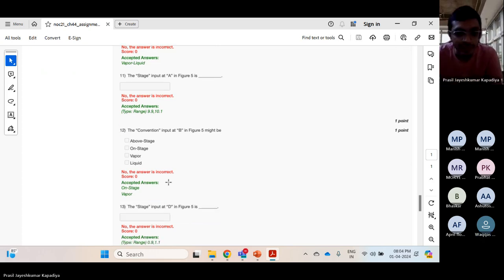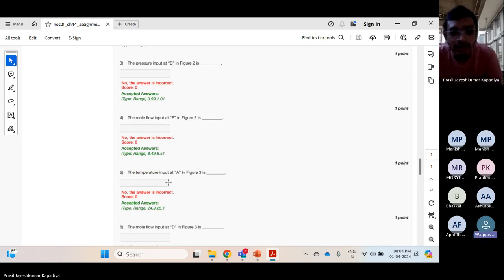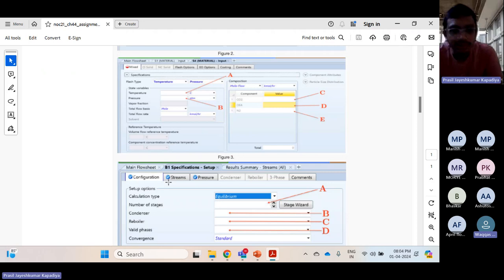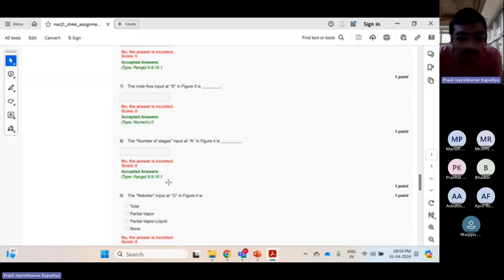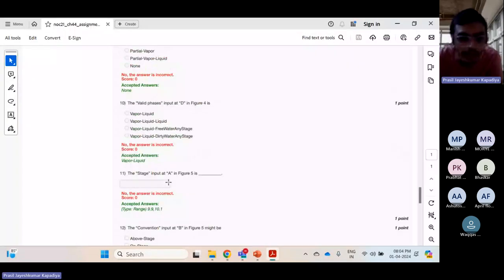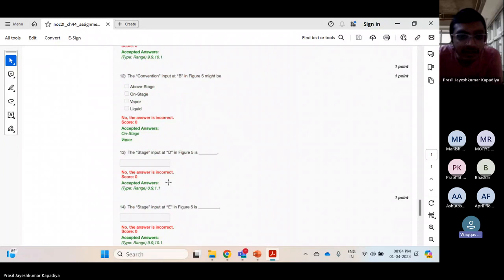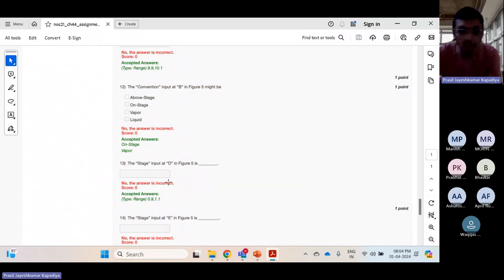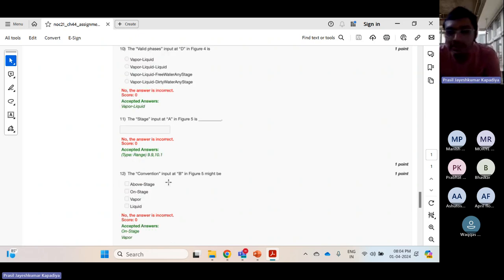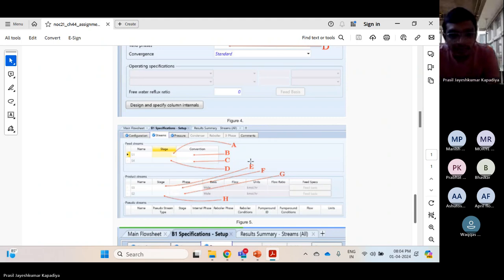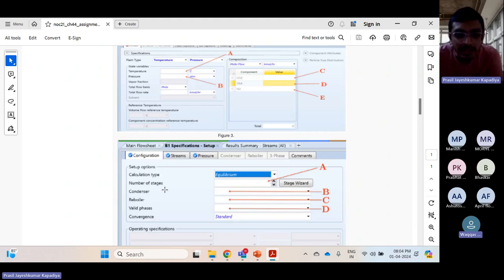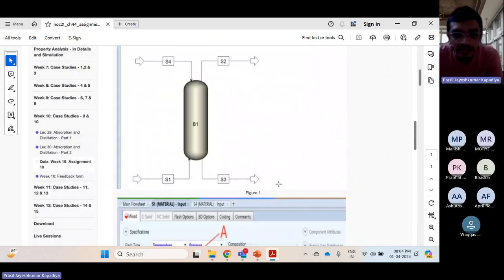Yes. The stage input at D in figure 5. It would be 1 because it is liquid from the top. Yeah, liquid from the top, so it should be 1. Okay, I'm not showing that diagram again. Then, where are we? Question 14, okay. The stage input at E in figure 5 is? Above stage. It would be above stage. E in figure 5. E is S3. So what should it be?